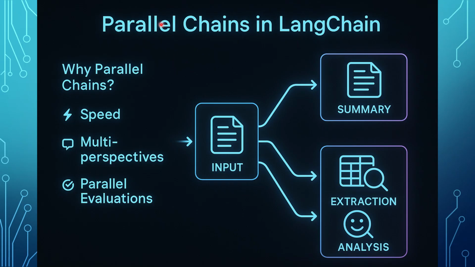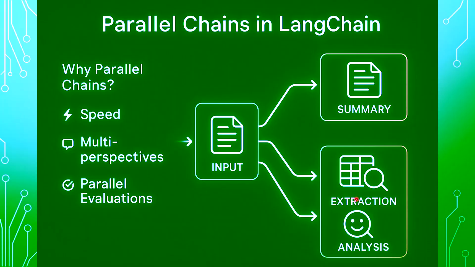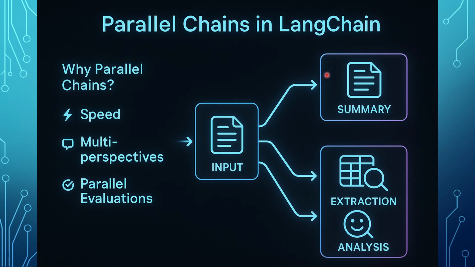So now let's see what parallel chains are in LangChain, right? In LangChain, a chain usually runs steps sequentially, right? Sometimes we may want multiple independent chains to run at the same time. For example, if you have to summarize a document in multiple styles, like short, detailed, or bullet, simultaneously, right? Or extract different structured information from the same input, or call multiple model providers in parallel for comparison, right? That is where parallel chains will be useful.